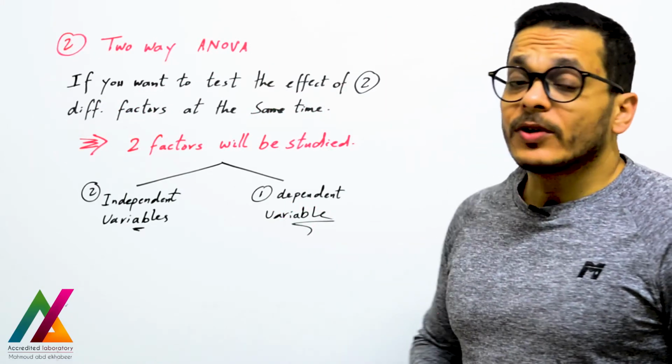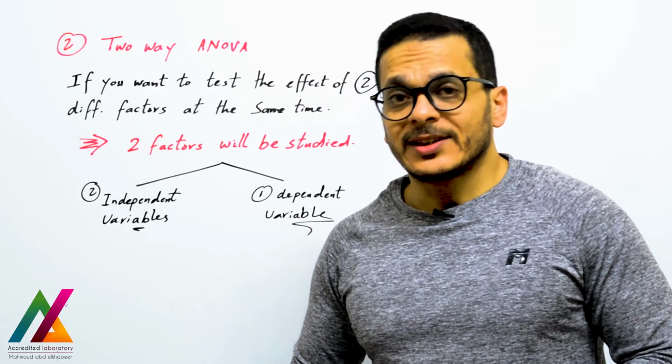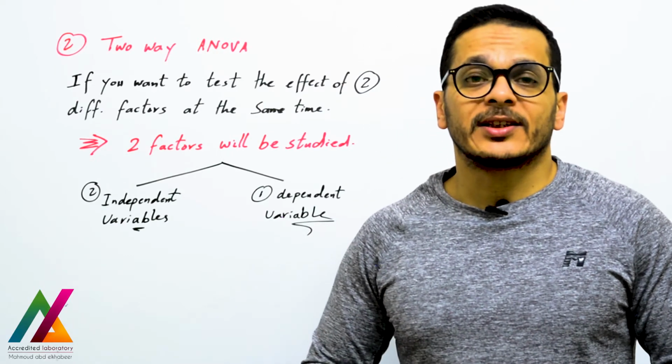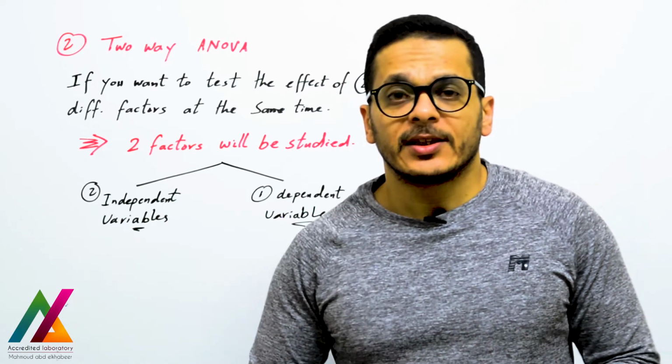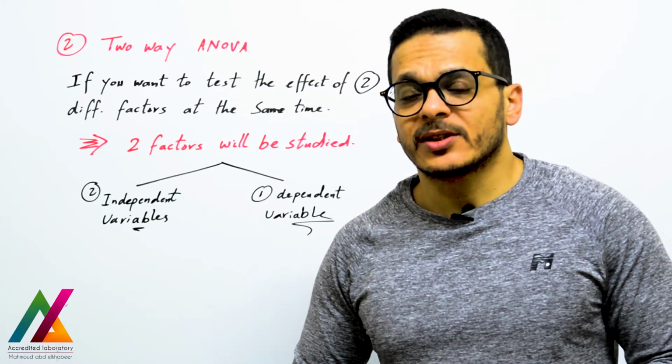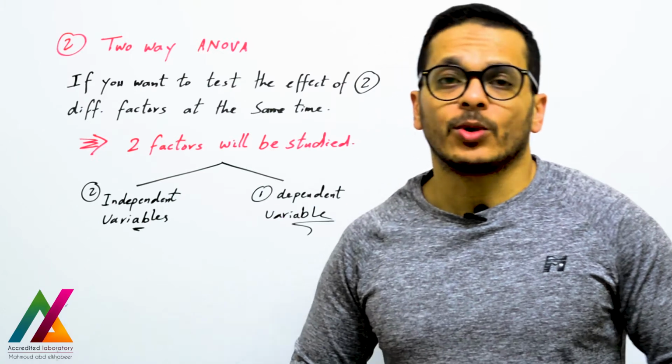But in two-way ANOVA, you want to test or study the effect of 2 different factors at the same time. And here, 2 factors will be studied, not only one factor like in one-way ANOVA.